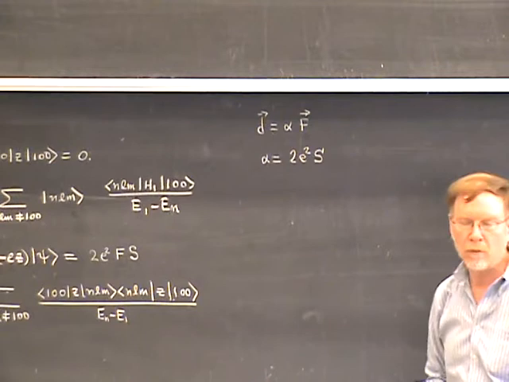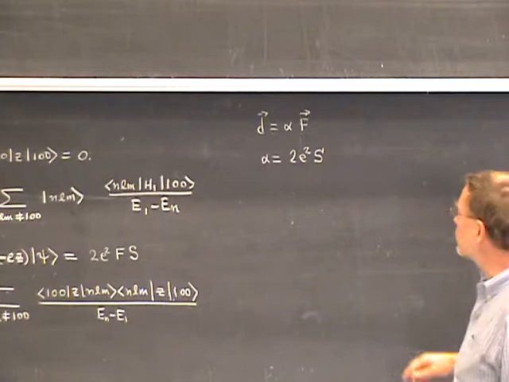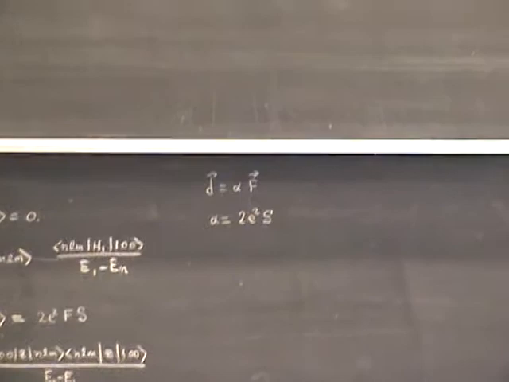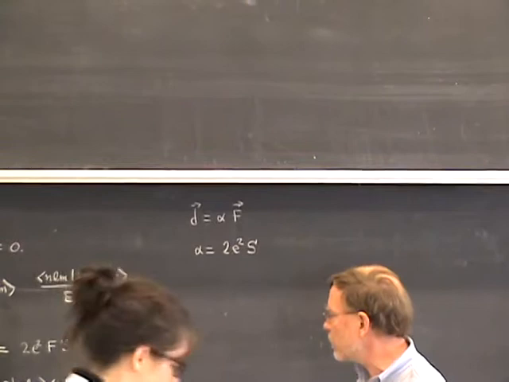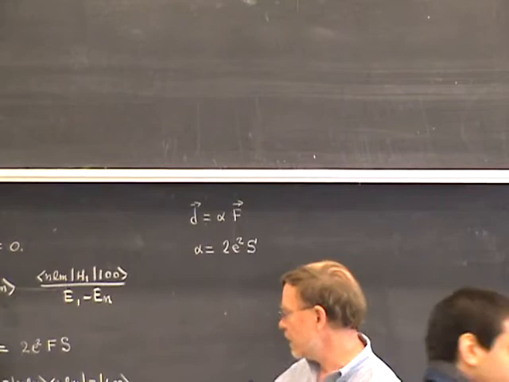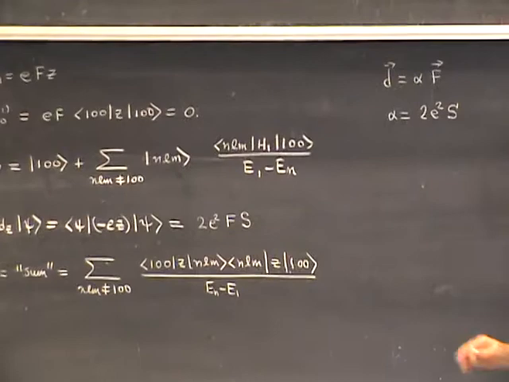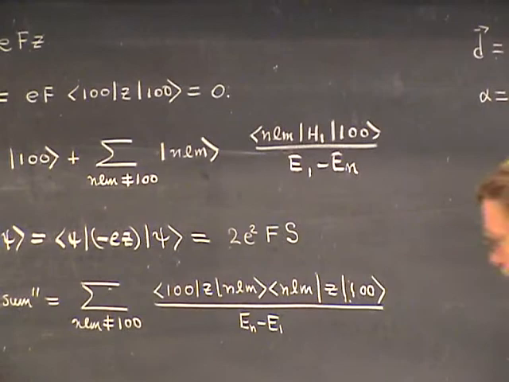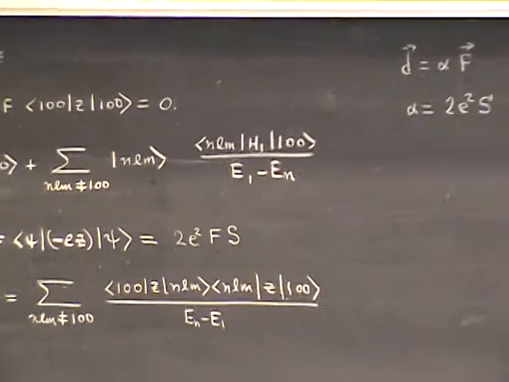So one of the results of this is that it's possible to obtain the polarizability alpha for the ground state of hydrogen from first principles, basically working with quantum mechanics. And it turns out to be 2e squared S, where S is the sum, which appears here. S just stands for sum. I've rearranged it slightly so that the denominator is positive and so the sum S is also positive. Okay, so this polarizability of the hydrogen atom can be used to compute the dielectric constant.